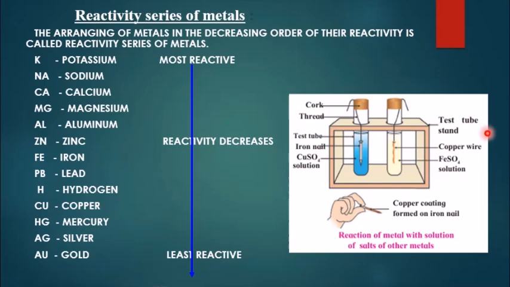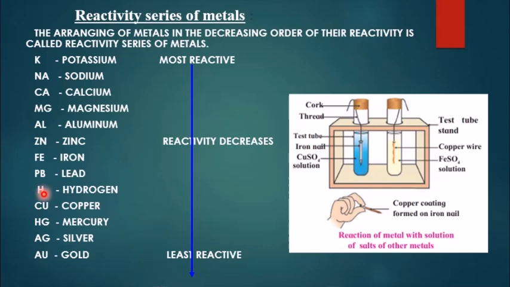So that means what happened? Our iron nail was metal A, and the solution was there, that was the B, and this metal A removed the metal B. Now what is metal B? That is copper. Copper is being removed from the salt, that is copper sulfate, and it came where? It came on the iron nail. So that means iron is more reactive than copper.